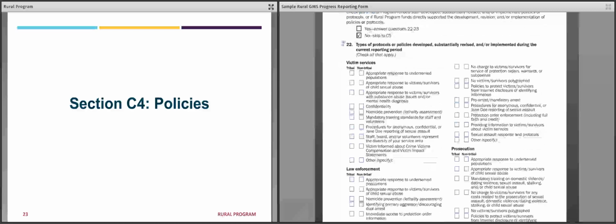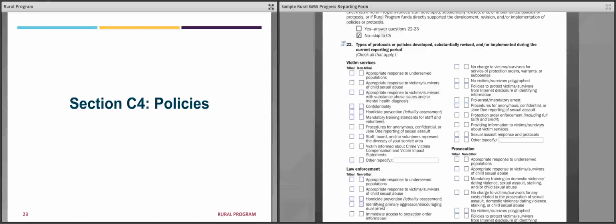But say you did have to fill it out, in question 22, you would report only those protocols and policies on which development was completed during the current reporting period. If the policy or protocol is still in the development or revision phase, you should not report the policy or protocol as implemented until the period when it is actually finished.